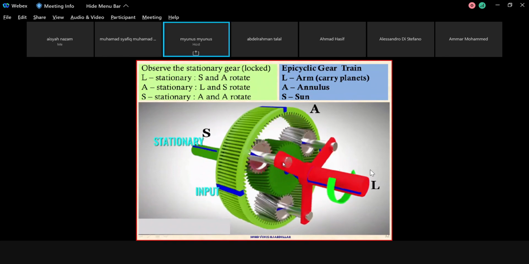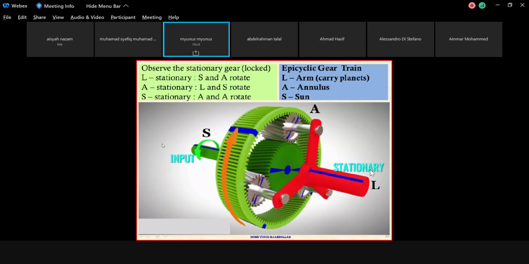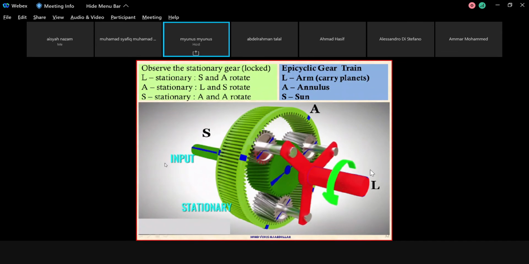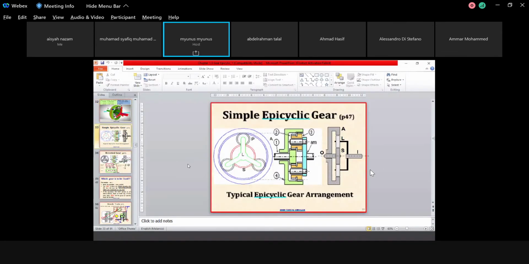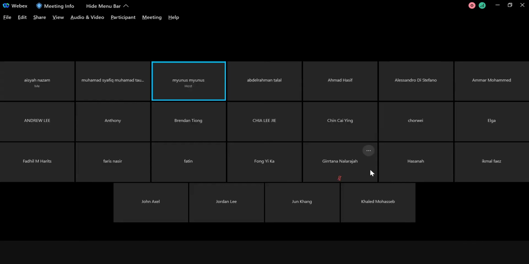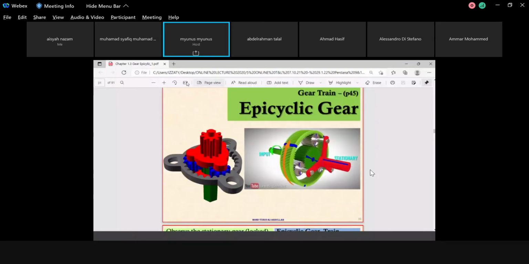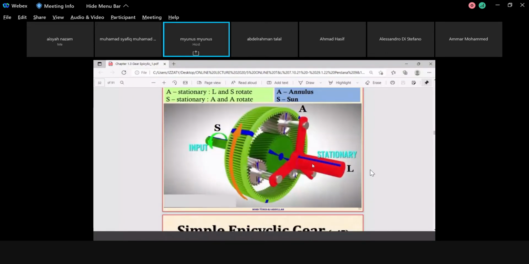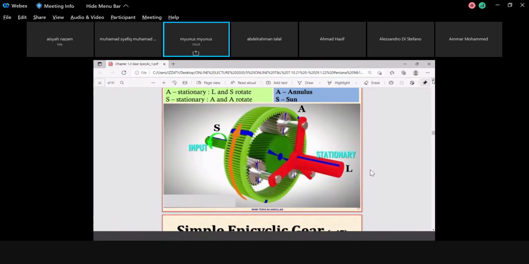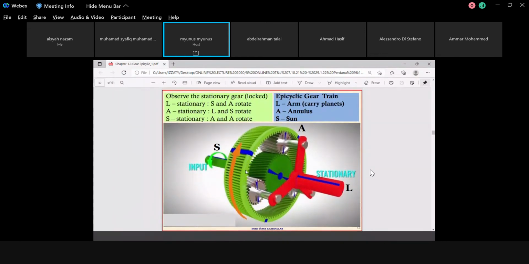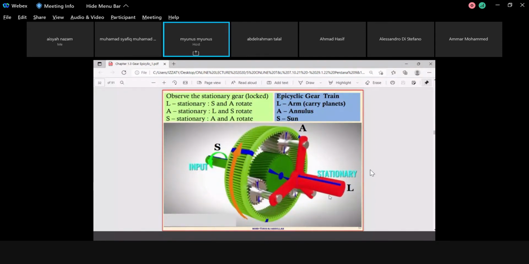So the one that does not move is what we lock, stationary. Stationary means you lock it. Okay, I'll go back to the other notes because I want to write something on the notes. Make it bigger. When the arm is stationary, the other gears all rotate. When the sun is stationary, the arm can rotate. Of course, the arm rotates due to the planet. And the input, or what we call the sun, is also rotating. When you lock the sun, the annulus rotates, and the arm, or the planet, is also rotating. So that is the explanation of the animation earlier.